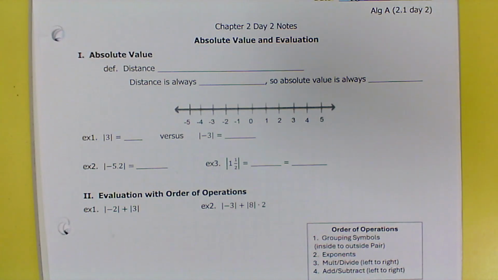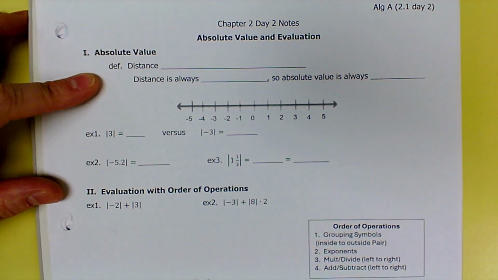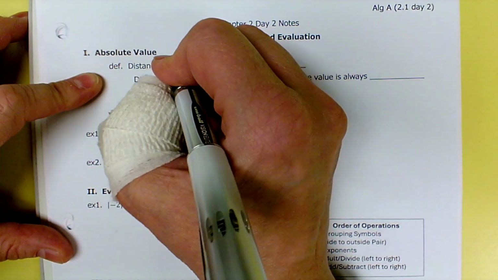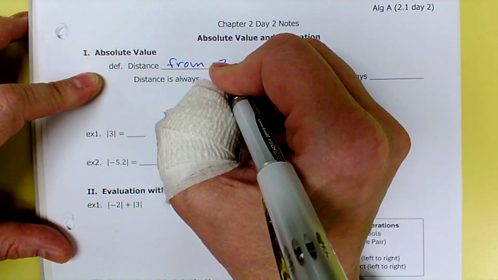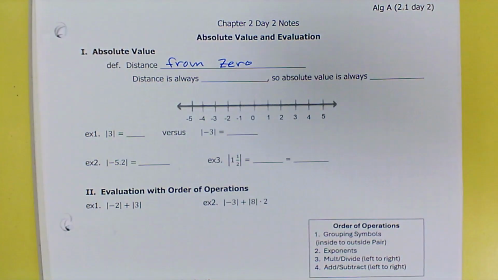Okay, so today is absolute value and evaluation. And we've done a little bit with absolute value before, so that's not like a completely foreign topic, but let's do a little review. Absolute value. The definition of absolute value is the distance from zero. Distance from zero.